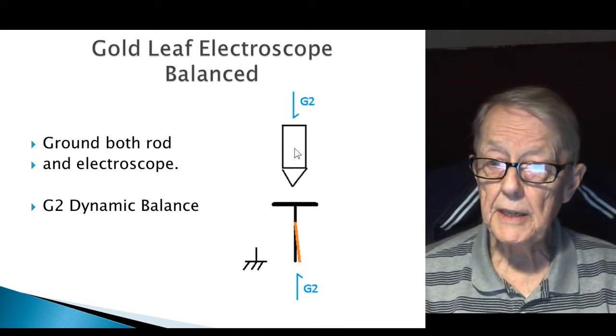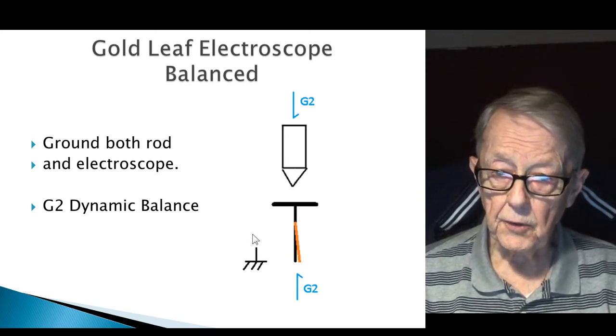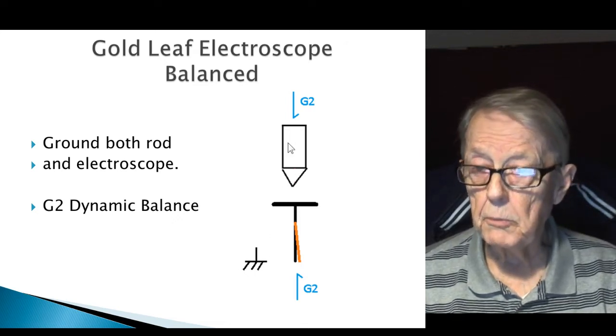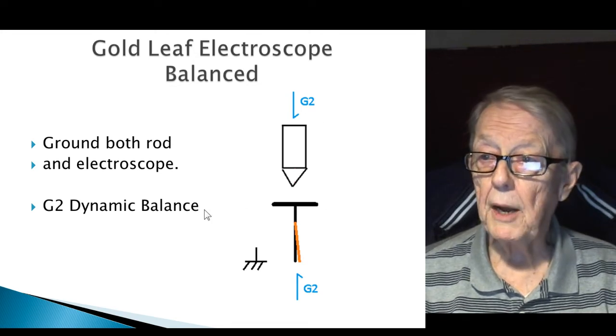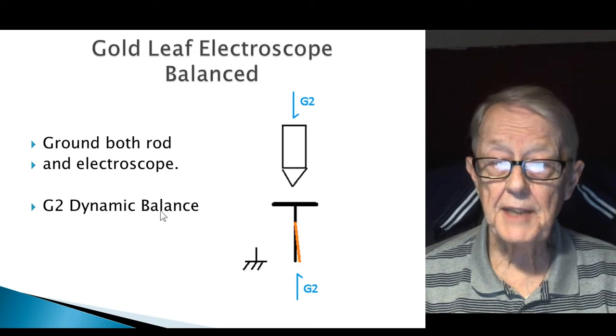Same with this. If you have too many G1s on the rod, it'll drain off into ground. If you don't have enough, G1s will move into the rod. Again, the system becomes balanced, and that's the starting point. And it's a dynamic balance, it's not static.